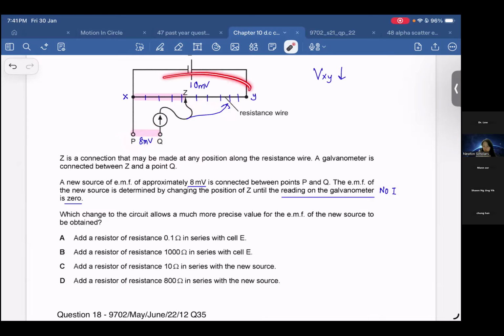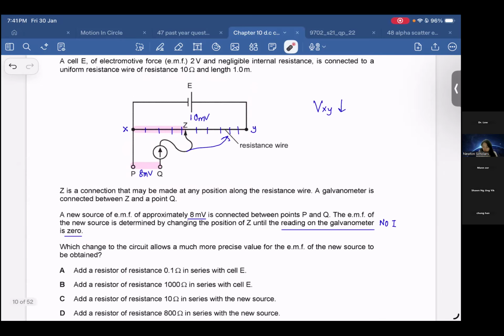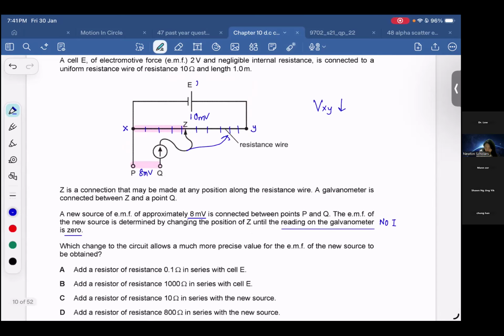So here, we need to make this part a smaller voltage. Then how can we make this smaller voltage? We can put a fixed resistor here to get the rest of the voltage, the largest voltage. So this one is 2 volt, 2 volt minus the 10 milli, so 1.99. I need something here to get the 1.99 volt, to get most of the voltage.